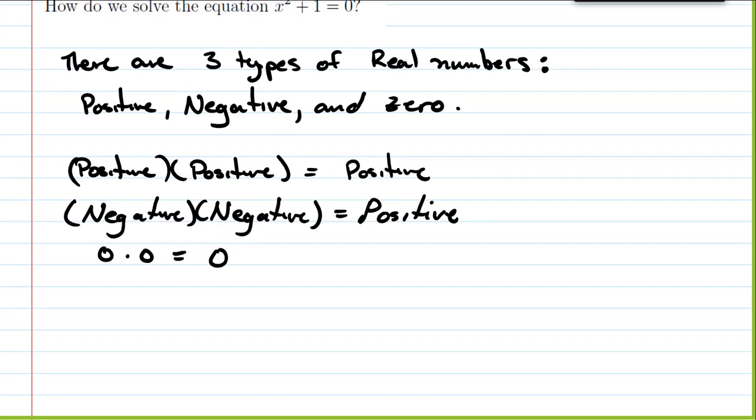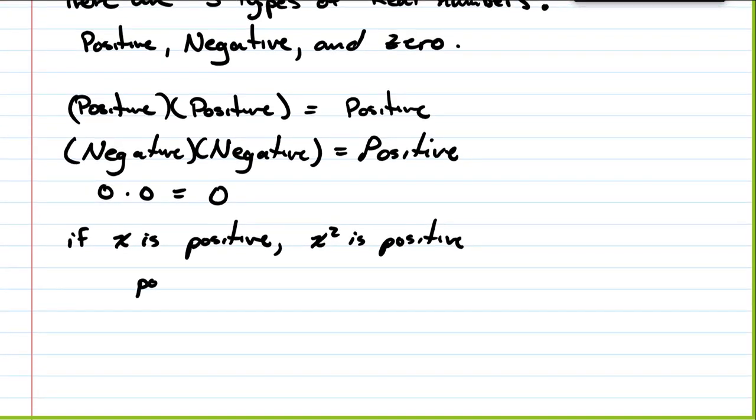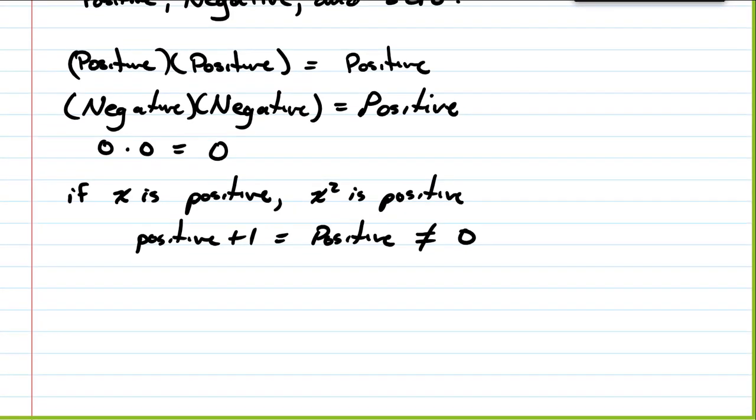So if we check each of these, if x is positive, we know that x squared is positive. So a positive number plus 1 is going to be what kind of number? It's also positive. So we know that that does not equal 0. So this tells us that x can't be positive.